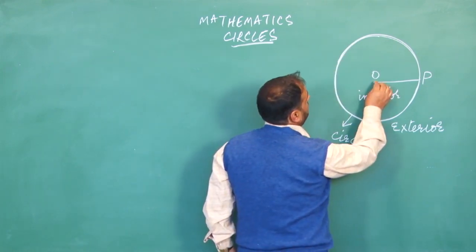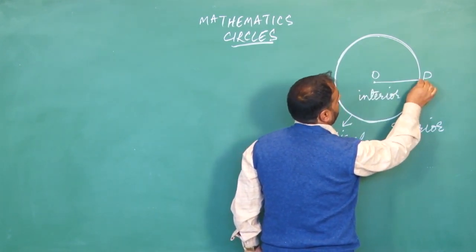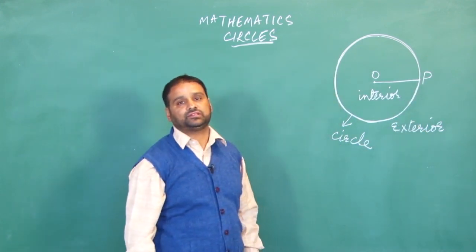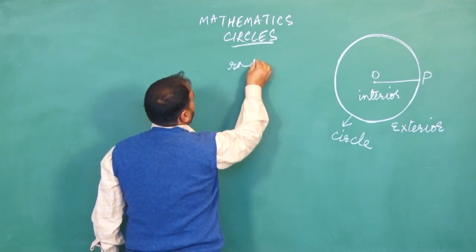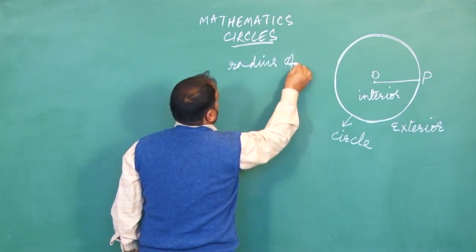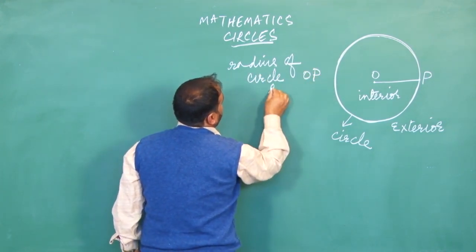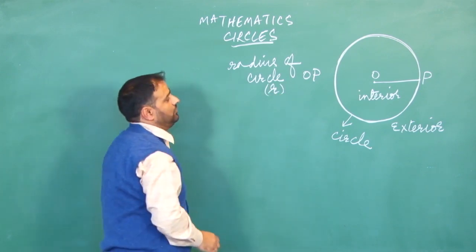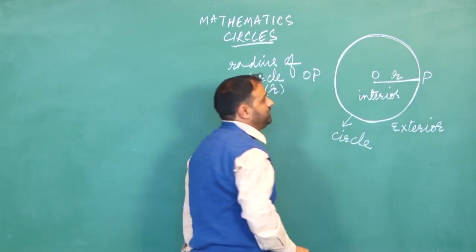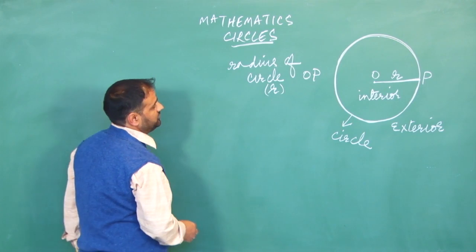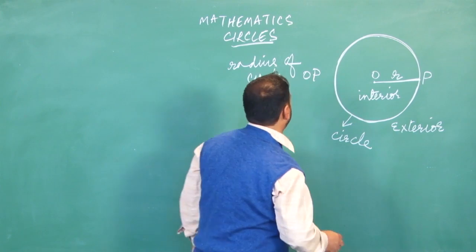If you draw a line whose one end point is the center of the circle and the other point lies on the circumference of the circle, it is called the radius of the circle. Here the radius of the circle is denoted by OP, and usually we denote it by the letter R. So this is the radius of the circle. The circumference of the circle is measured in terms of radius, and the area of the circle is also measured with the help of the radius.